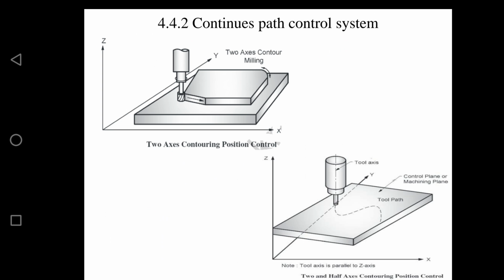Next is two and a half axis contouring. What is this half? In this two and a half axis contouring control mode, the plane of the machining is inclined to the plane of the motion of the tool. Let me repeat it again. We have a machining plane that is inclined to the plane of motion of the tool. You can see it in the figure: we have a tool path which is curved, and the machining plane is inclined. If the plane of machining is inclined to the plane of motion of the tool, then that is called two and a half axis contouring.